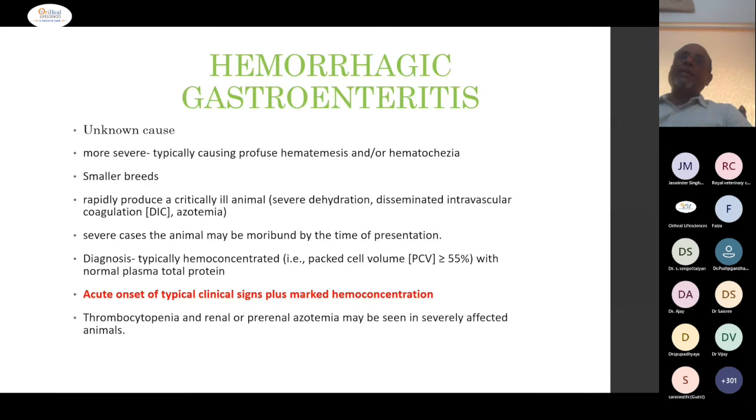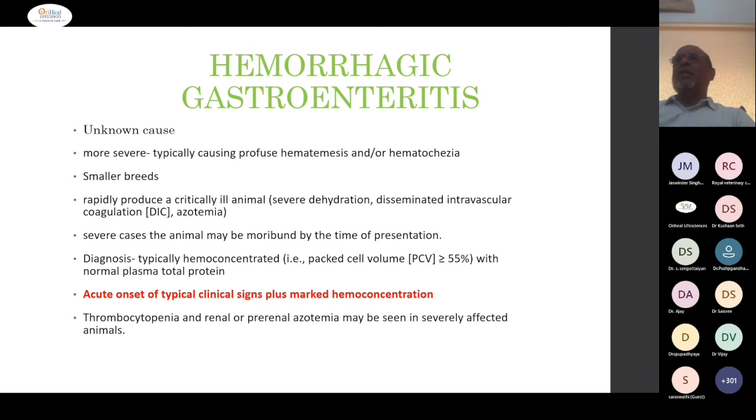Hemorrhagic gastroenteritis, again, is very, very important. So you should be able to appreciate the difference between hemorrhagic gastroenteritis and parvoviral gastroenteritis. I will talk about parvoviral gastroenteritis in the next class when I am treating enteritis. Now we will think about hemorrhagic gastroenteritis.